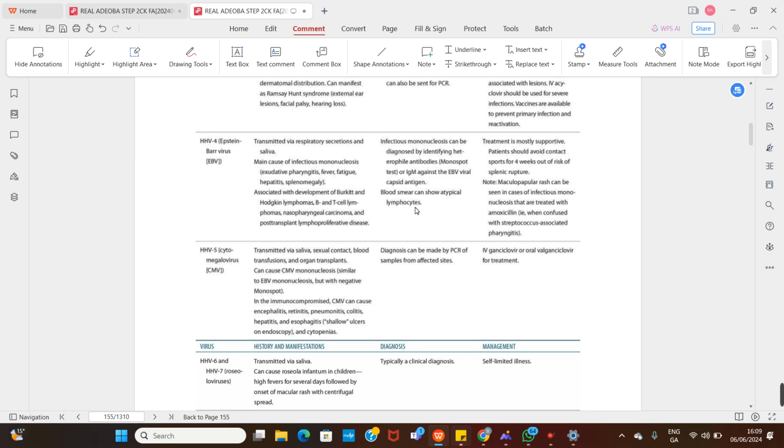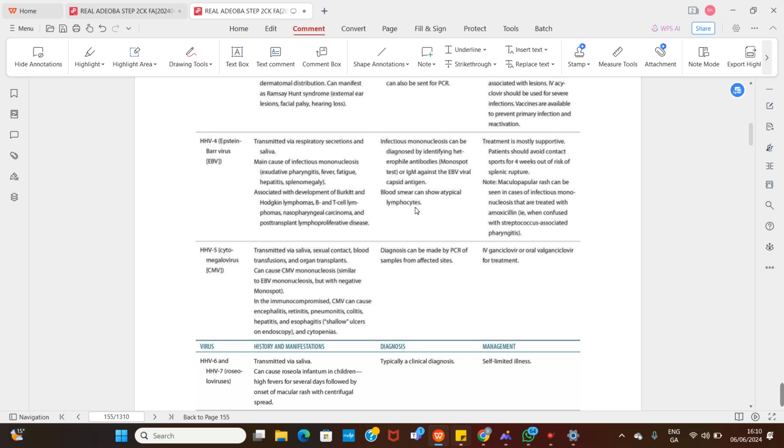So you tell them to avoid contact sports, playing football, playing basketball for at least 4 weeks because of the splenomegaly. There's a very high chance of the spleen rupturing, and you don't want that to happen. So tell them to abstain from contact sports for at least 4 weeks.